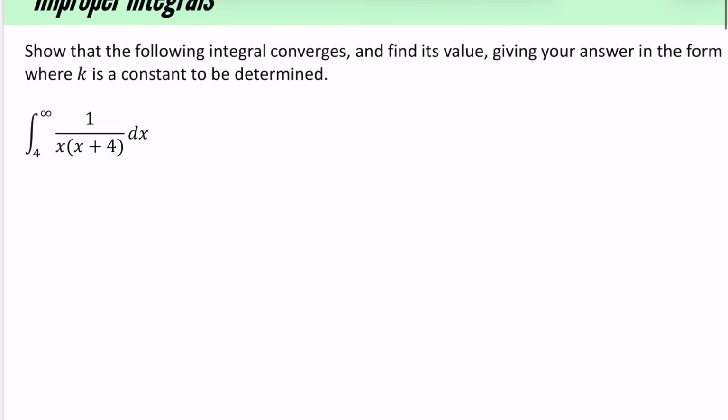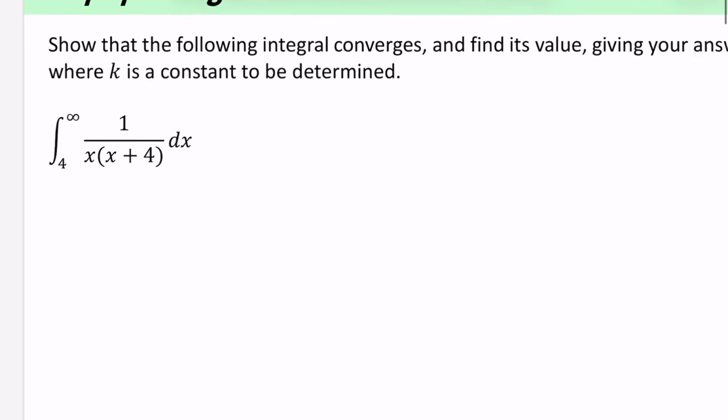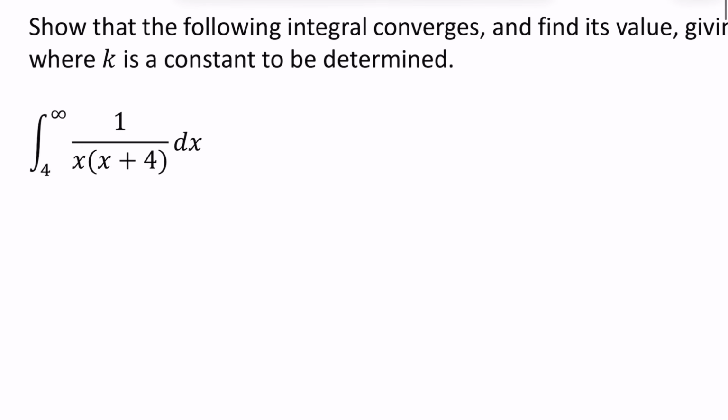So it says here, show that the following integral converges, sometimes they will diverge, and find its value, giving your answer in the form k ln2, where k is a constant to be determined. So it's definitely an improper integral because of the fact that we have this infinity in the top limit that we've got here.